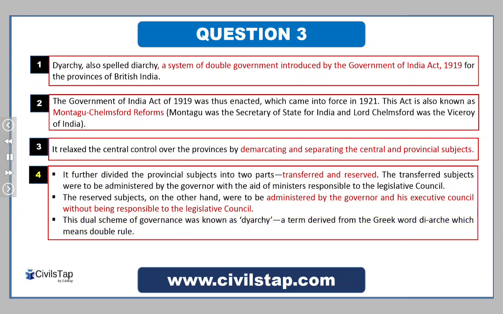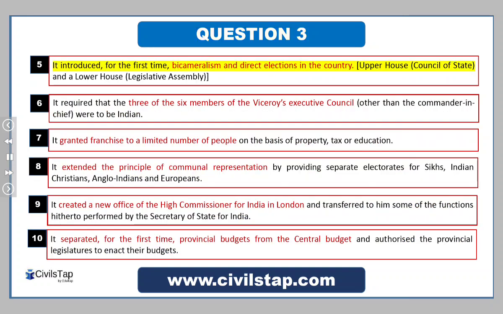4. It introduced, for the first time, bicameralism and direct elections in the country: an upper house, Council of State, and a lower house, Legislative Assembly. 5. It required that 3 of the 6 members of the Viceroy's Executive Council, other than the Commander-in-Chief, were to be Indian. 6. It granted franchise to a limited number of people on the basis of property, tax or education. 7. It extended the principle of communal representation by providing separate electorates for Sikhs, Indian Christians, Anglo-Indians and Europeans.